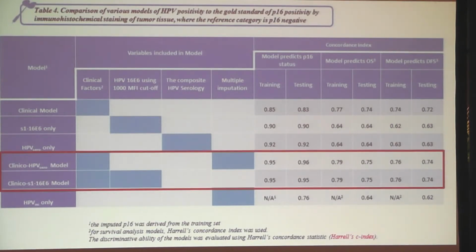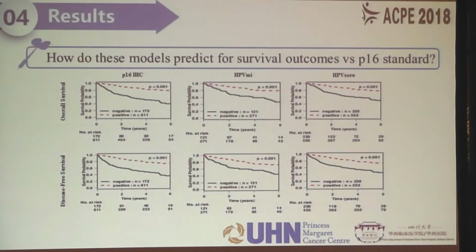In table 3, we use Harrell's C-index to evaluate the predictive effect for all these models. And we can see the two clinical serological models performed best in predicting the P16 status and the outcomes. In the KM curves, we can also see that overall survival and DFS have a similar trend in different models, and compared with P16 status, they also had similar trends.